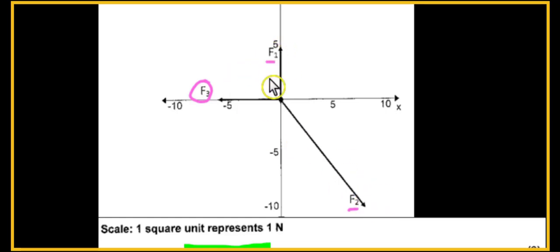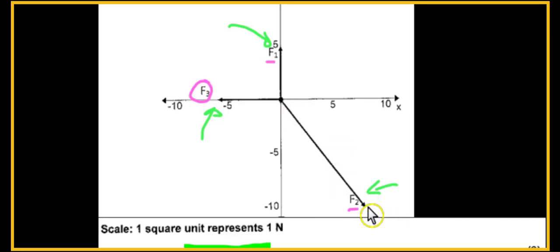Force 1 here only has y component and no x component. Right, so no x component for this guy here. For this one here, there is no y component. But this one has two components, the x component and the y component. So the question just says write them down, because it's very easy to read them from the graph.